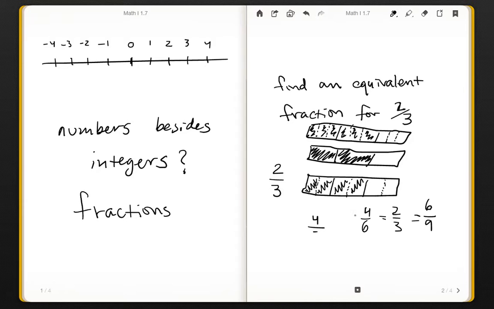Another way to do it is to take your number and then multiply the top and the bottom by some number. So 2/3 times top and bottom by 3 is going to be equal to, sorry, I got out of hand, 2 times 3 is 6, 3 times 3 is 9. Same thing, 6/9.